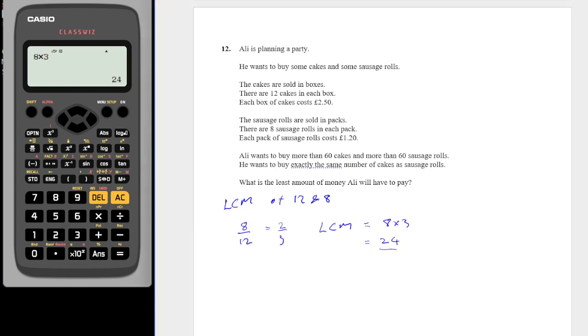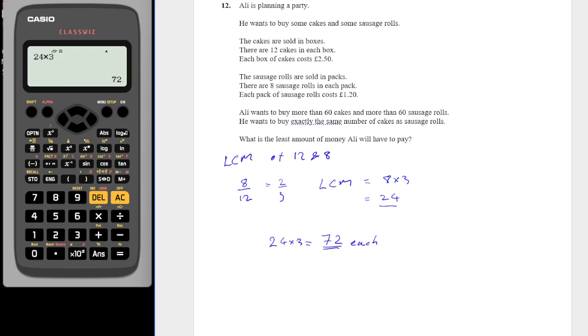Right, so that's the lowest common multiple. However, that's not quite it. We want 60. So if we think about a 24 times table, we've got 24, then we'd have 48, and that's still not enough, so we'd need 24 times 3, which is 72, I believe. So 72, we're going to buy 72 packs of each. 72 is the number of each.